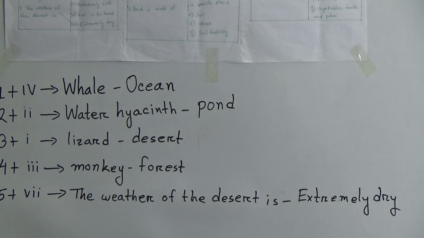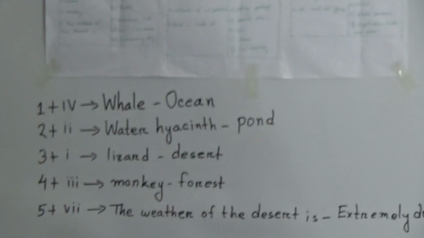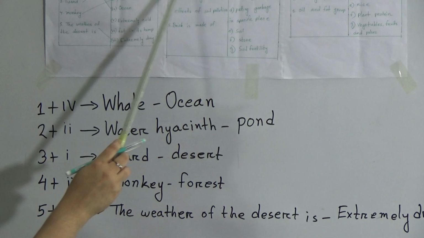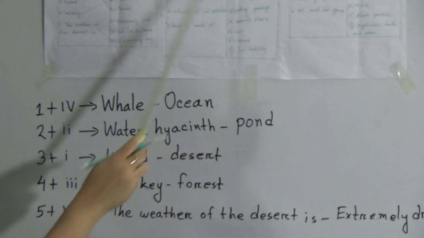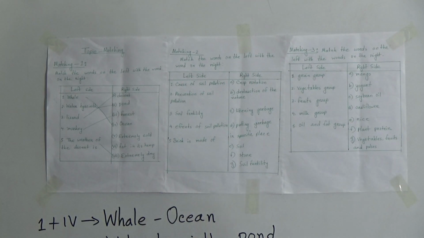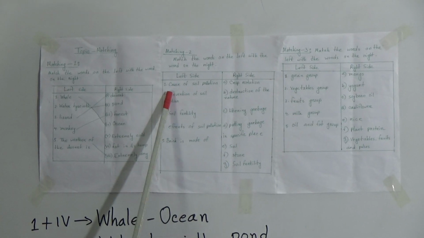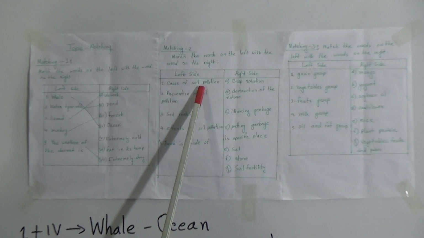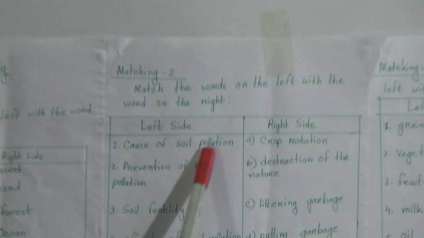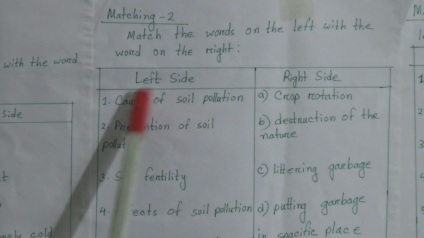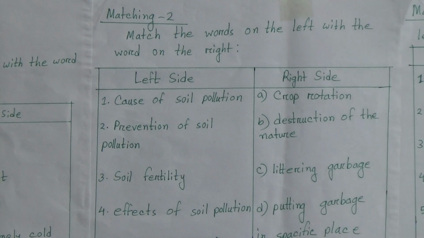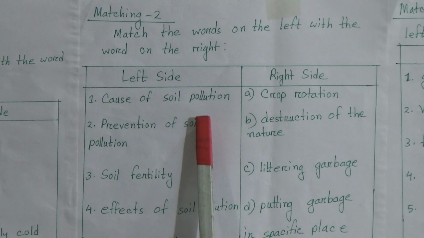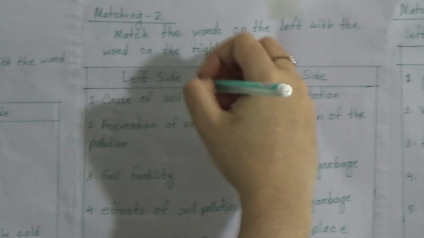And the next one here is, look at here, matching 2 number. Match the words on the left with the words on the right. Let's solve this. Here is left side. First number is cause of soil pollution. Cause of soil pollution will be matched with C number. That means we will match 1 to C. That means littering garbage. Cause of soil pollution is littering garbage.